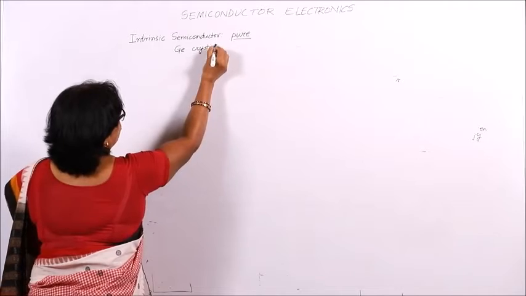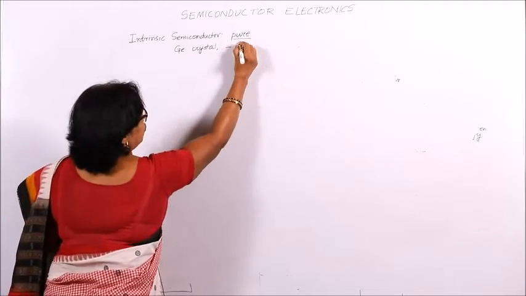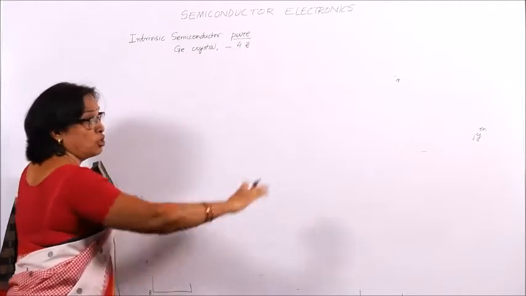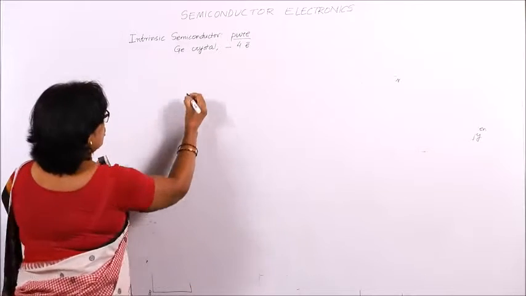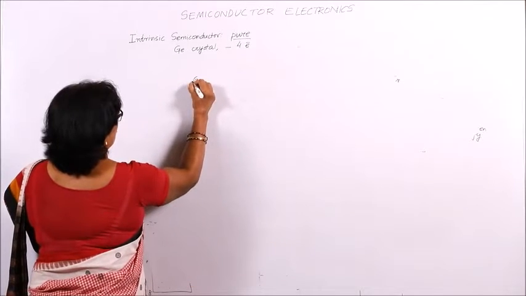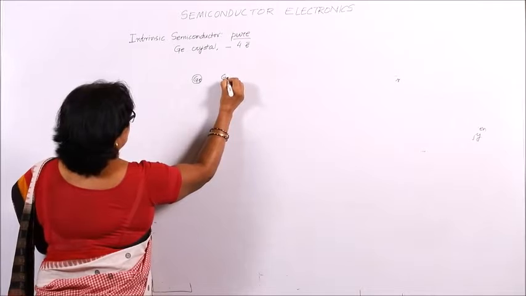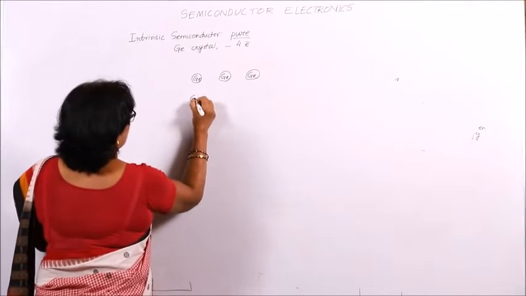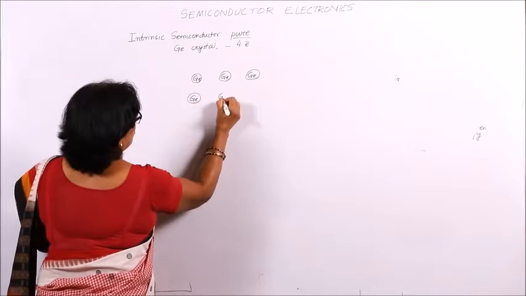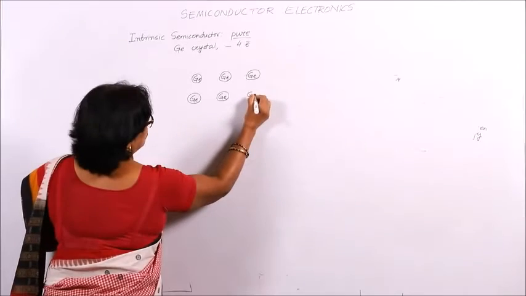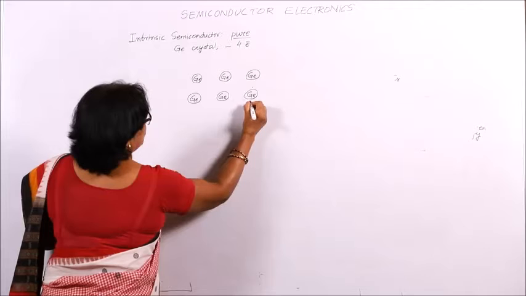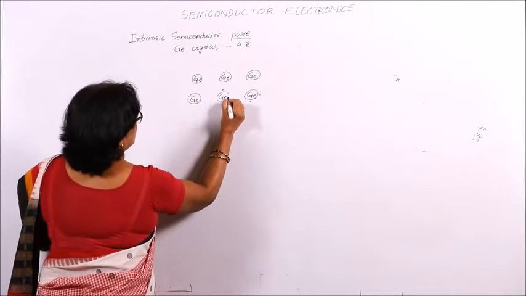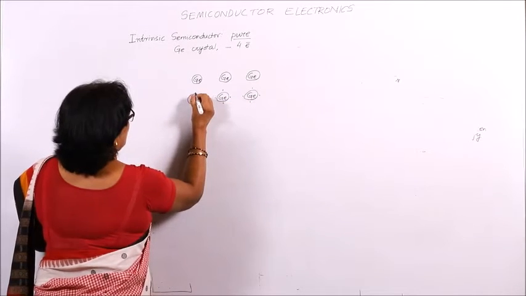As I have already told you, germanium has 4 electrons in the outermost orbit. So, let us draw the germanium. Suppose I have a germanium crystal, there are many atoms grouped together. Each germanium atom is surrounded by other germanium atoms, and each of them has 4 electrons in the outermost orbit. So, let us see what will happen.